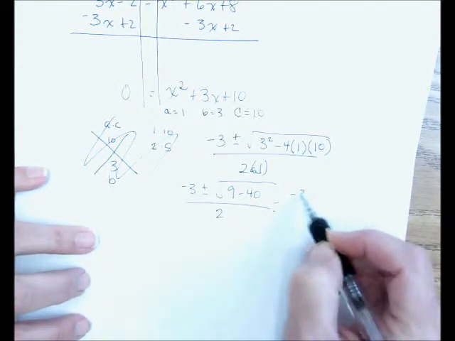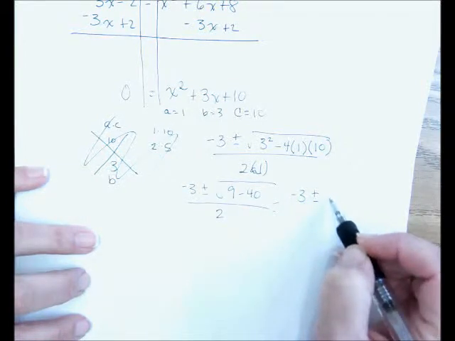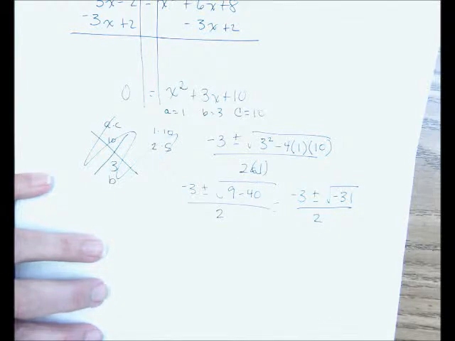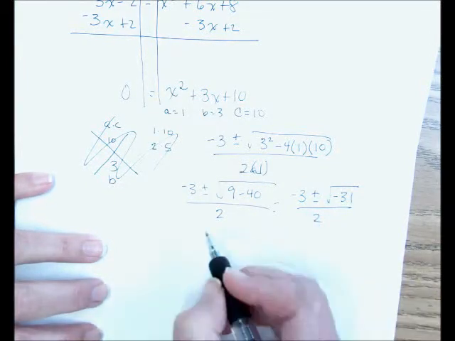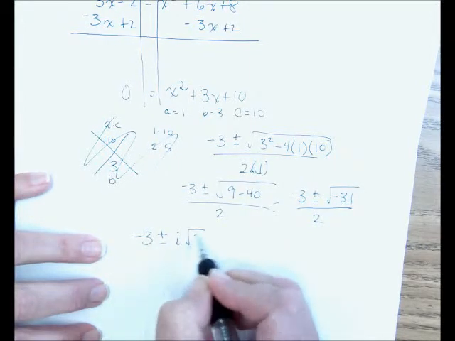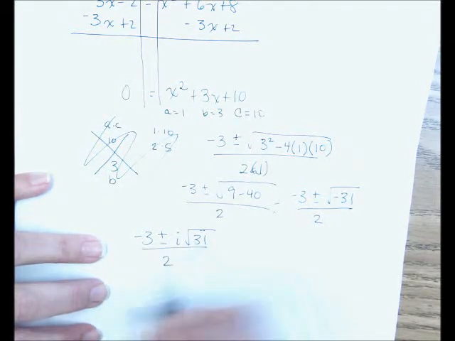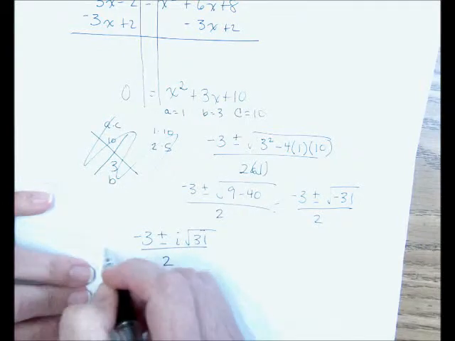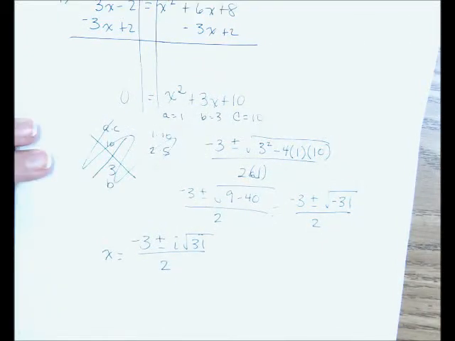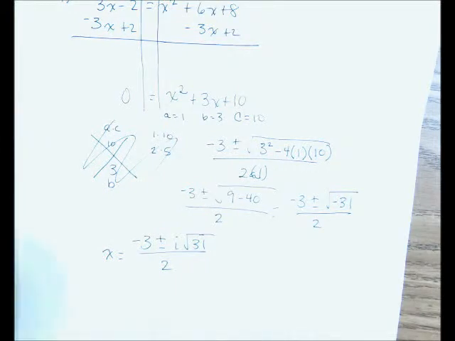And then that's going to be equal to negative 3 plus or minus the square root of negative 31 divided by 2. And then I have a negative underneath my square root, so my final answer is going to be negative 3 plus or minus i times the square root of 31, divided by 2. And it just asked what my x values would be. So when my x value is negative 3 plus i times the square root of 31 divided by 2, they're going to intersect. And when x is negative 3 minus i times the square root of 31 divided by 2, they will also intersect.